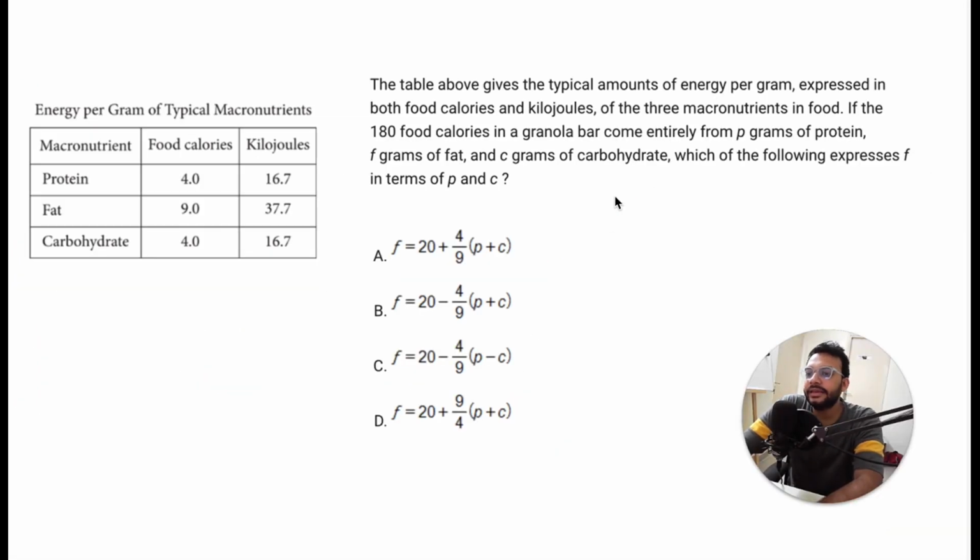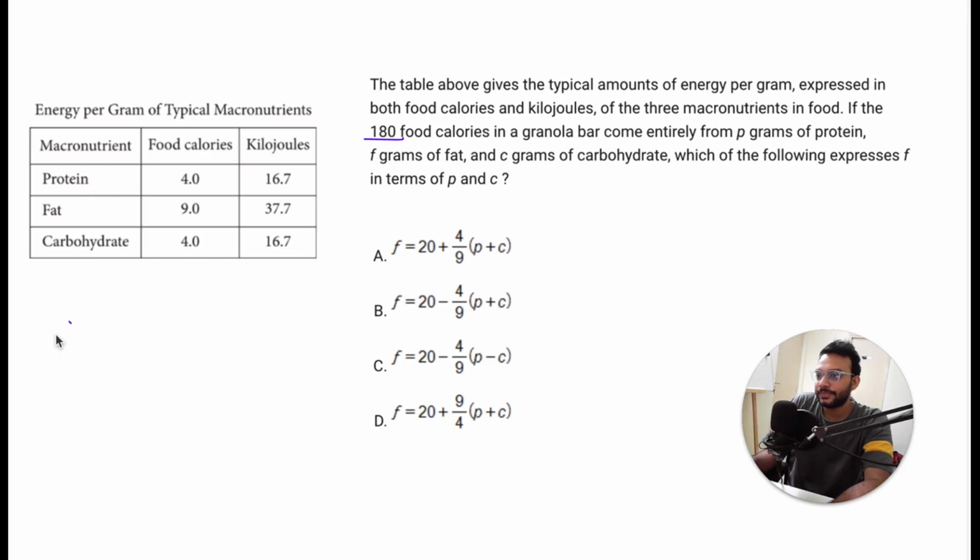The table above gives the typical amounts of energy per gram expressed in both food calories and kilojoules of the 3 macronutrients in food. If the 180 food calories in a granola bar come entirely from P grams of protein, F grams of fat, and C grams of carbohydrate, which of the following expresses F in terms of P and C? So F, that is the fat, in terms of protein and carbohydrate, and 180 food calories are coming. So we have to do this on the 180.